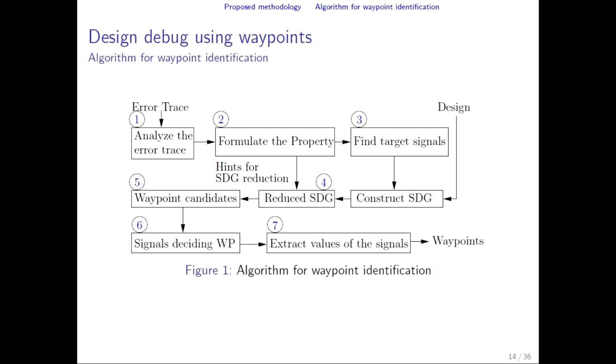In this slide, we have the entire workflow. We start with the error trace from the RTL simulation, and then we analyze the trace, and we come up with certain assumptions on the buggy areas where the bug could be present, and then we formulate a set of properties which satisfies our assumption. For example, if the bug is in a particular area, then the property will give a counterexample. Then we start the actual process by finding a set of target signals from the property, and then we construct something called a signal dependency graph, and then we do reductions in the signal dependency graph based on the hints from the property, and then we identify a set of candidates for the waypoints. Then we shortlist certain signals from the candidates, and then there's a major part where we assign data values to those signals, and those are called waypoints.